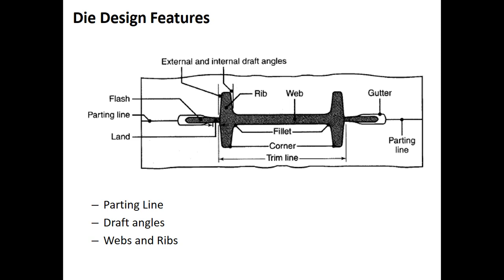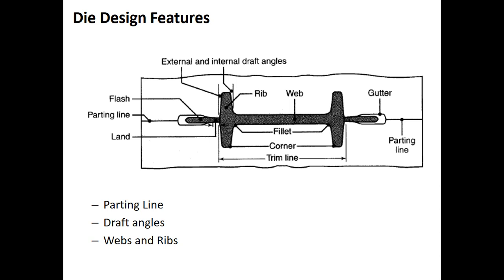And the selection of location of the parting line, where the parting line is located, affects, first, the grain flow in the part, the required load, and the flash formation. So for most of the forgings, the parting line is located at the largest cross section of the part.